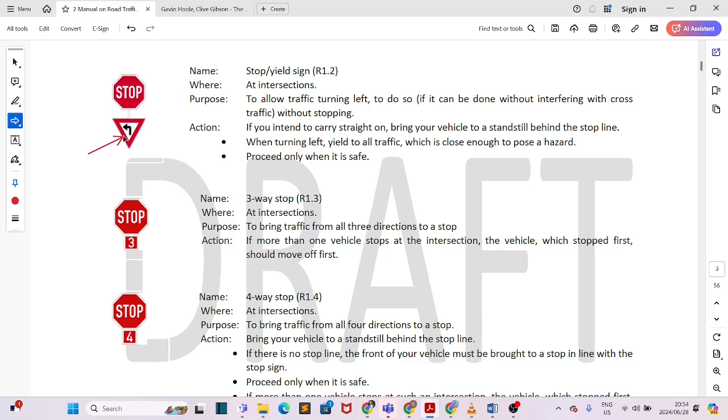Now, yielding doesn't really mean you have to stop your vehicle and bring it to a standstill. No. You only do so if it's necessary. If there are no road users there, you just slow down and pass without stopping completely. But if there are road users who you find there, then in that case you have to stop.